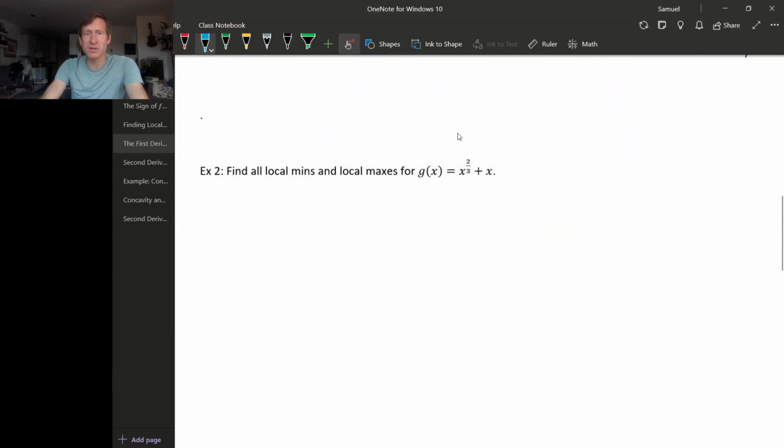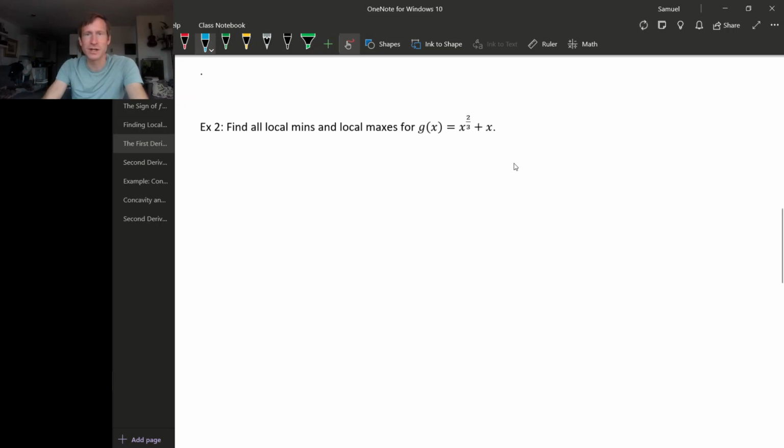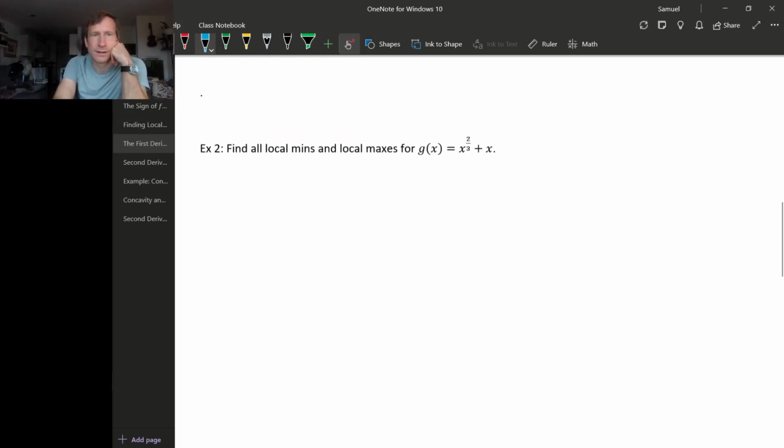For a second example, let's find all the local minimums and local maximums for this particular function. We'll do this like we did the last one. We'll just make a sign chart for this function g. So g prime of x, we'll make a sign chart for the derivative of this function. So g prime of x is 2/3 times x to the minus 1/3 plus 1.